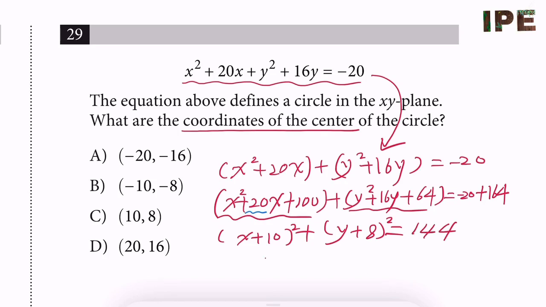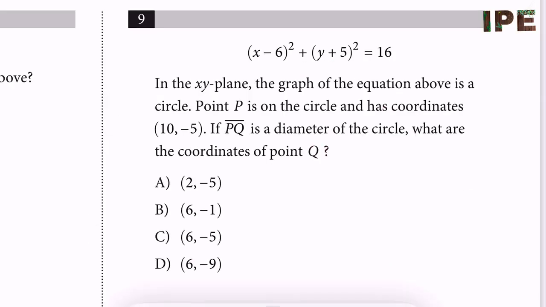So the center of this circle is what? Negative 10, negative 8. What is the radius? Because r squared is 144, r is 12. But it asks you just for the center of this circle. So negative 10, negative 8 is the answer. B is the answer.